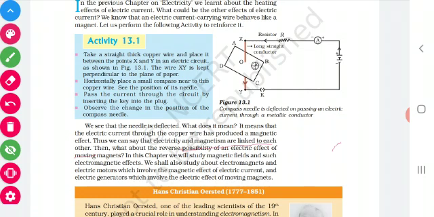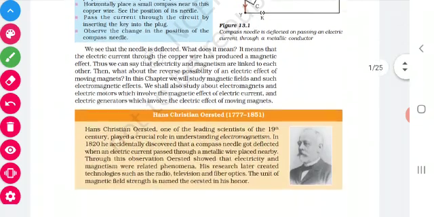We are going to see up to the topic 13.3. The other topics in this chapter are deleted by the board, so there is no need to concentrate on those.